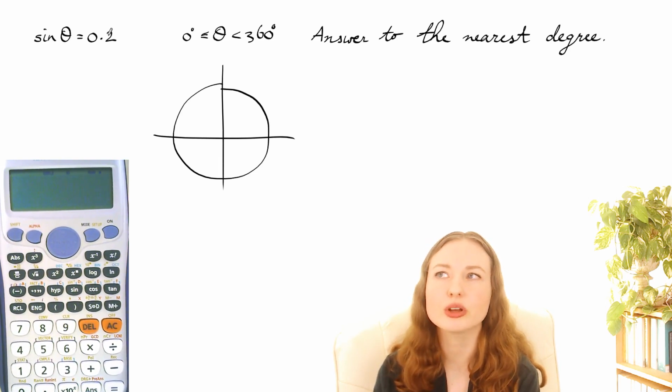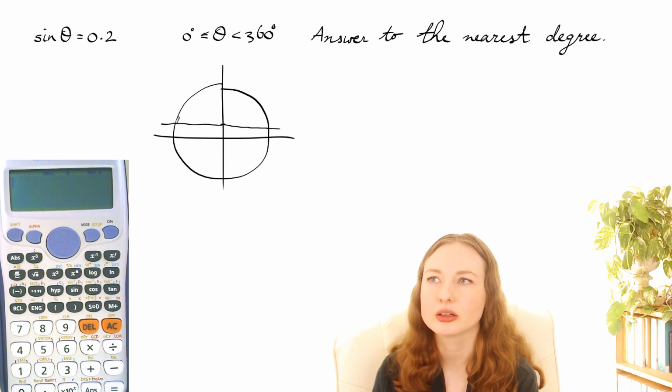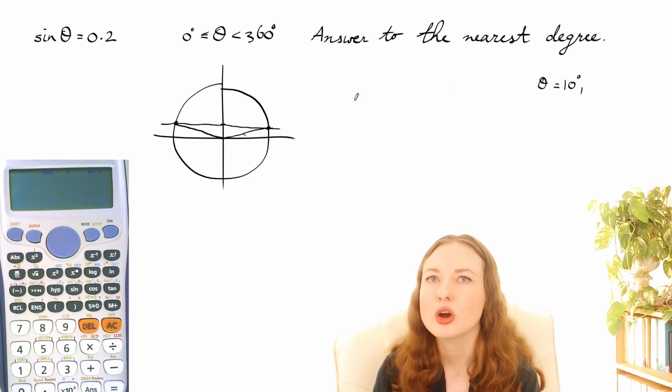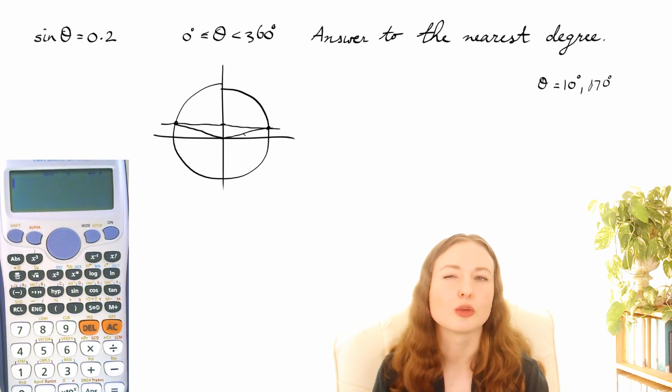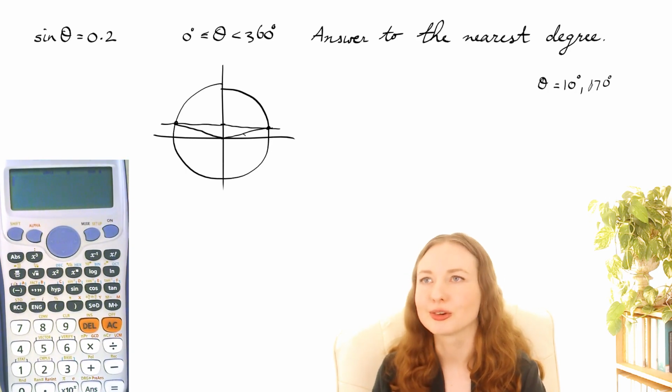Sine is the y-coordinate, so we go up to roughly 0.2, which is around there. And just draw in a horizontal line like that. Then where that cuts the unit circle is the two solutions that we're looking for. That looks like maybe 10, 20 degrees. So we could estimate theta might be, let's say, 10 degrees, or it might be 180 minus 10, which is 170. So it's good to have that estimate in the back of your mind so that you know if you've done it wrong.